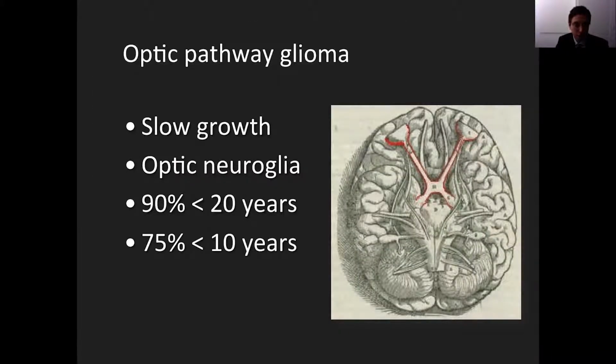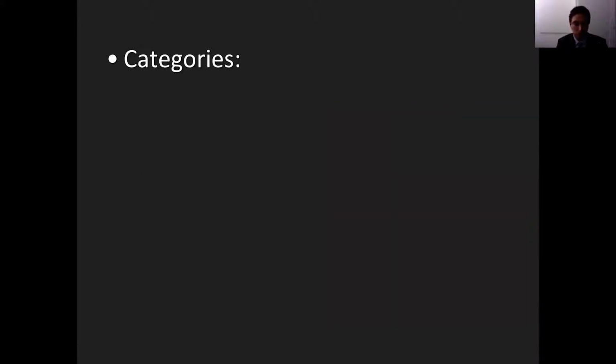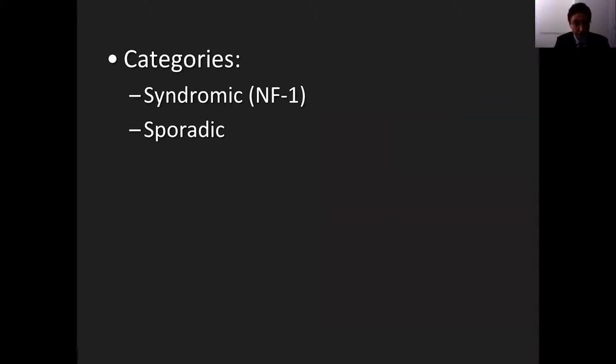Optic pathway gliomas are tumors that show slow growth. They are usually astrocytomas. They arise from optic neuroglia anywhere along the optic tracts, from the optic nerves to the optic chiasm and optic radiations. Most of them are tumors that are going to occur in children. We can see these tumors sporadically or as part of neurofibromatosis type 1, and they have relatively different presentations.